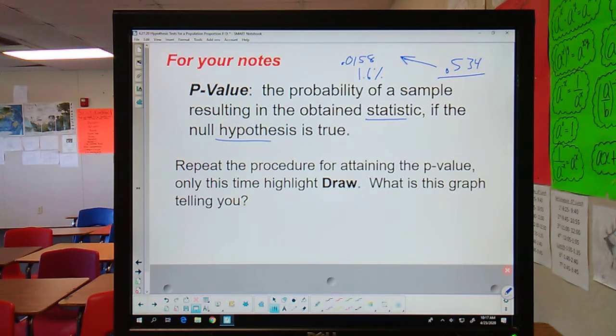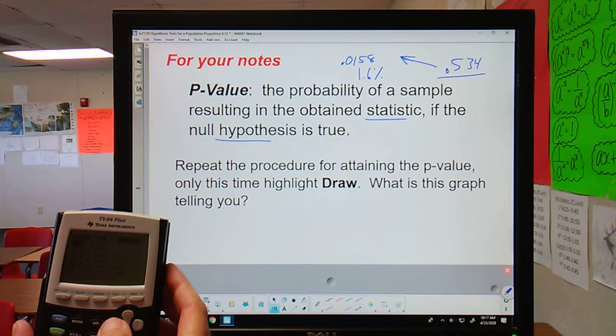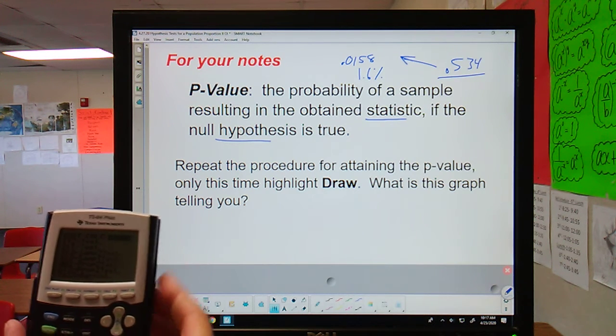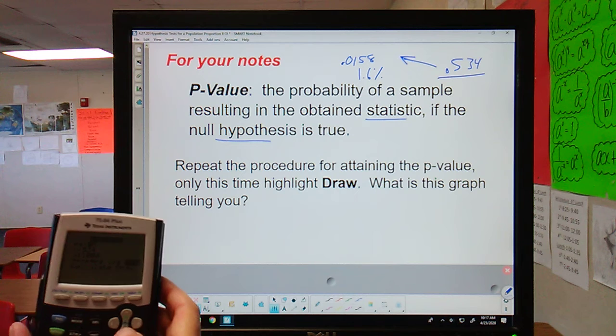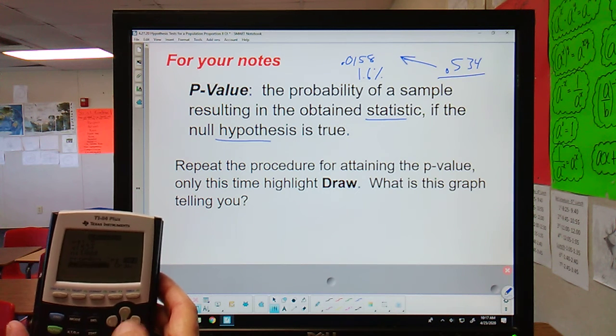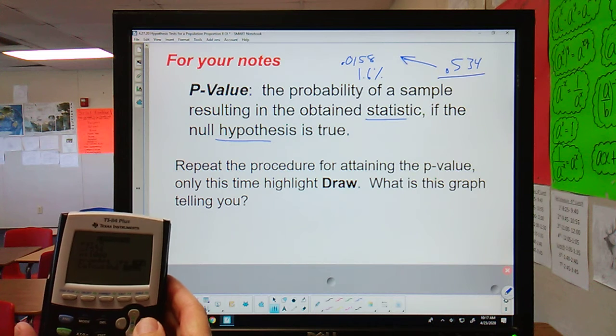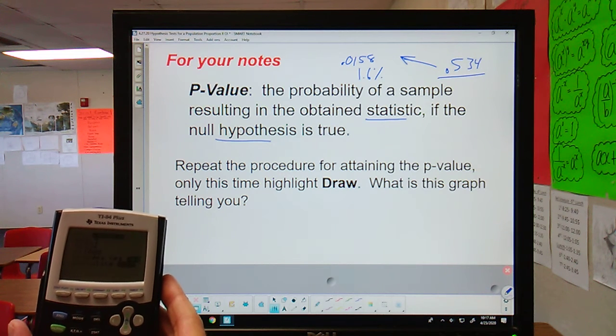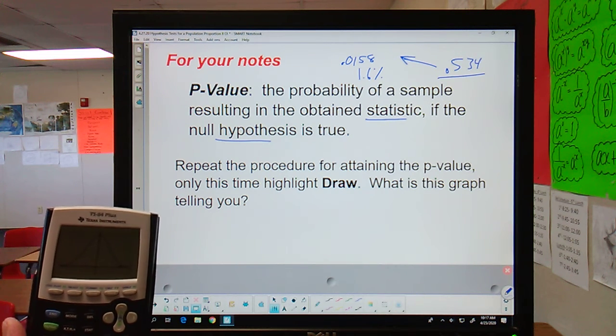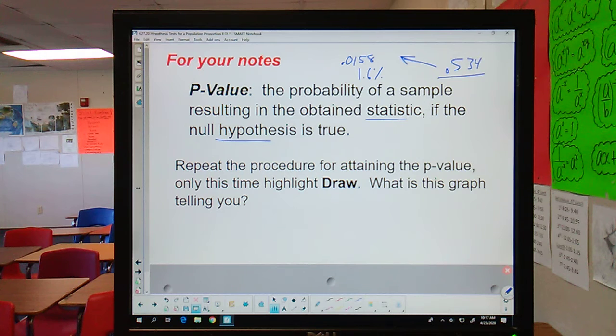So go back to stat, go back over to tests, go back down to number 5, hit enter, but just arrow down this time because your information should be the same unless you deleted it all. And instead of highlighting calculate, highlight draw and hit enter. And look what it draws for you. It draws for you a nice bell curve, okay, so that you can visually see what it's looking at. Look, and it's what it looks like right there.